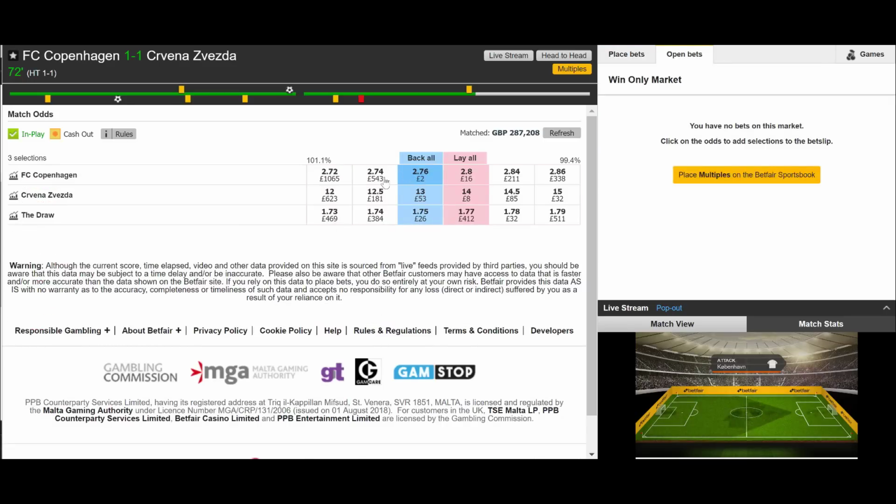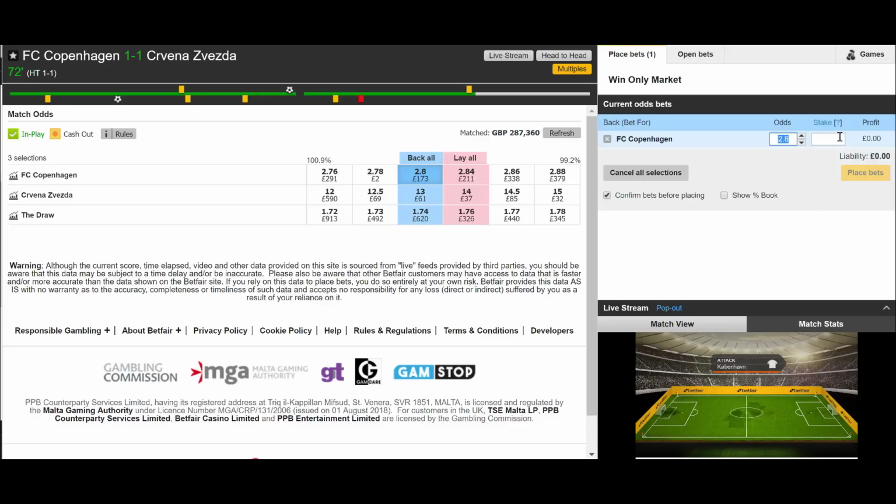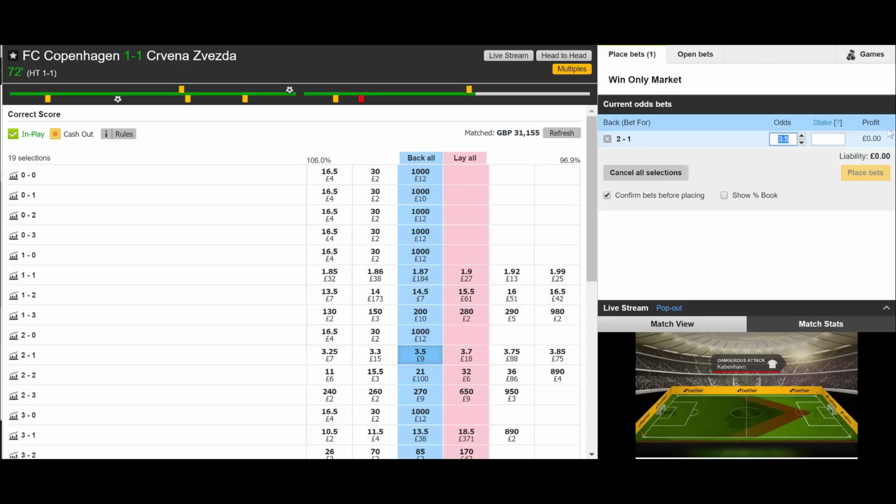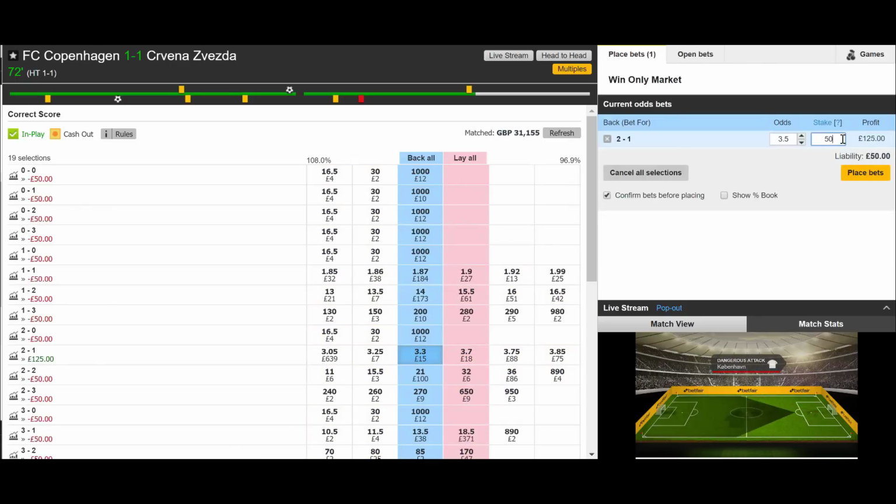But of course, what you could do as well is split it. You could go half and half. You could put 50 on Copenhagen in the match odds market, and then do something like putting 50 on the correct score as well, which, if that was to come in pretty late, maybe Copenhagen win it after 85 minutes or score after 85 minutes anyway, then yeah, you're going to potentially boost your profit and maximize your profit.